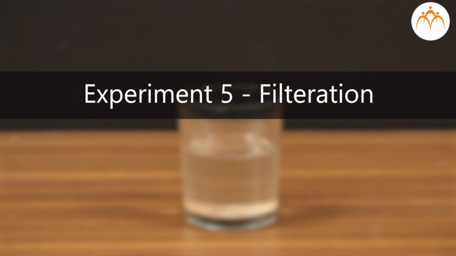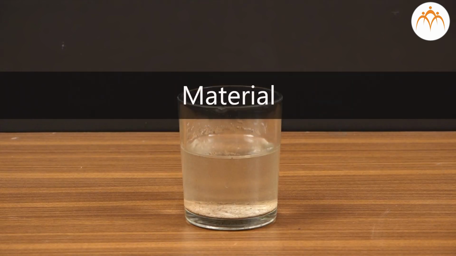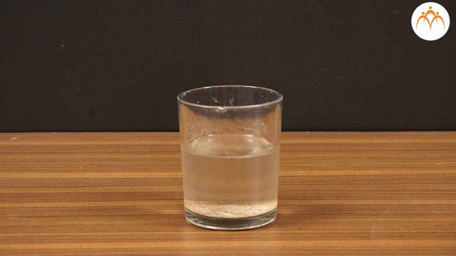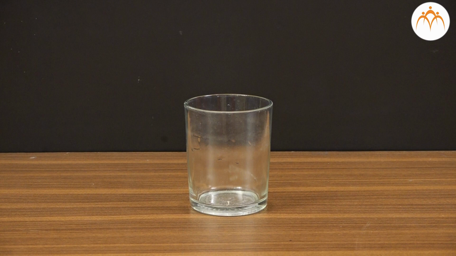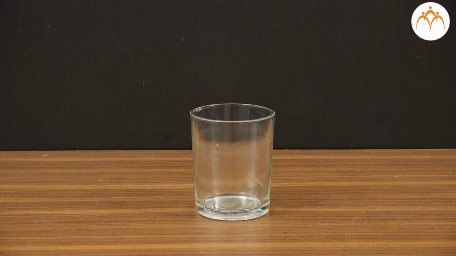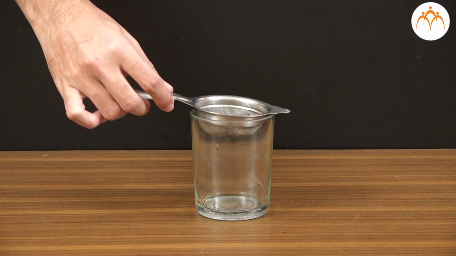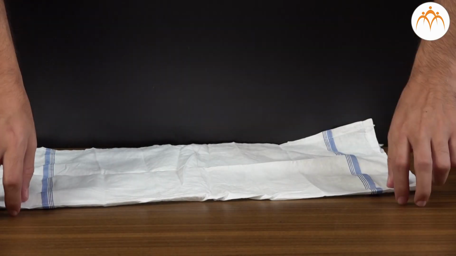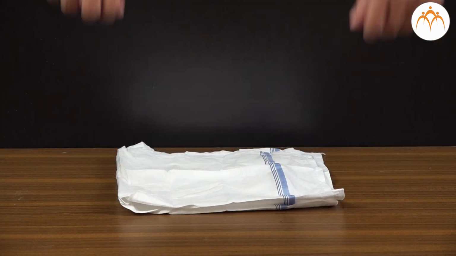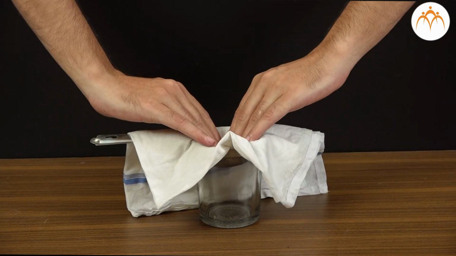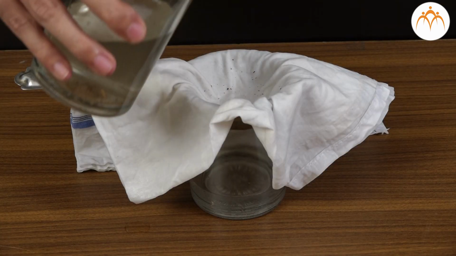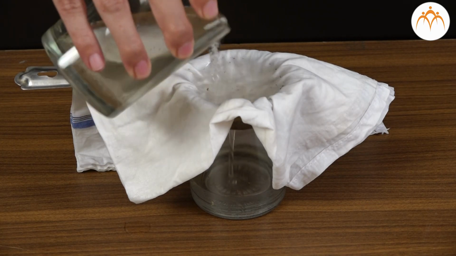3. Experiment 5. Filtration. Materials: clear water treated with alum, strainer, soft muslin cloth, glass. Method: take a glass. Place the strainer on it. Take a soft muslin cloth. Fold it 4 times. Moisten it with water and place it on the glass. Pour the water through this cloth into the glass.